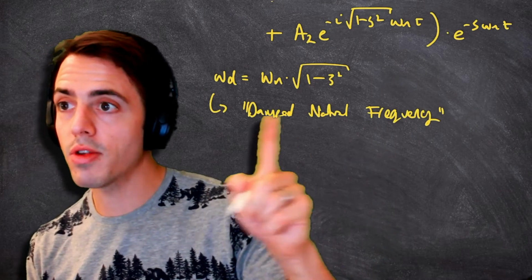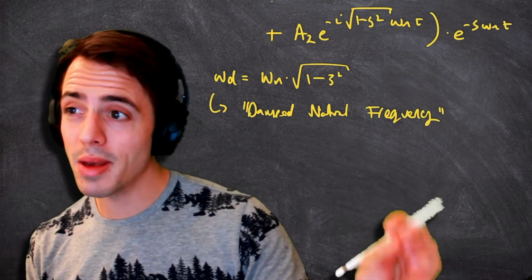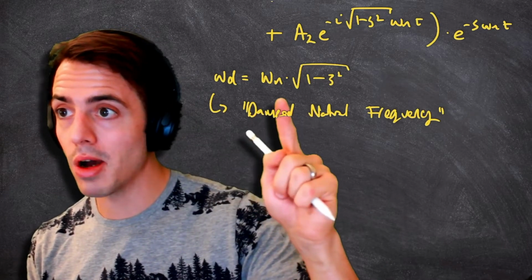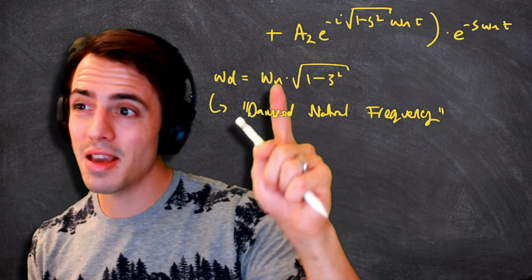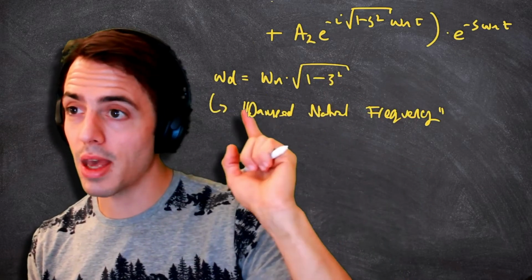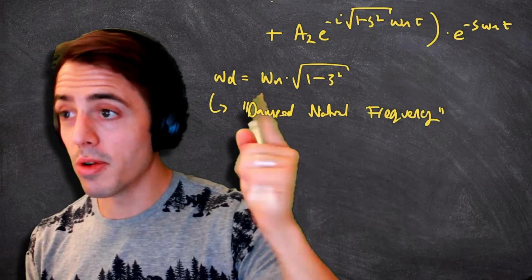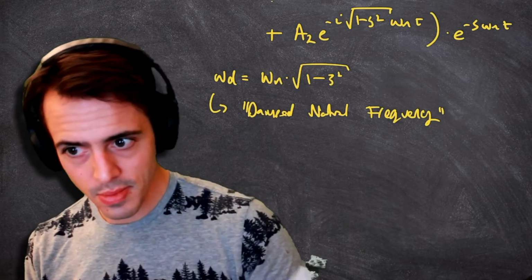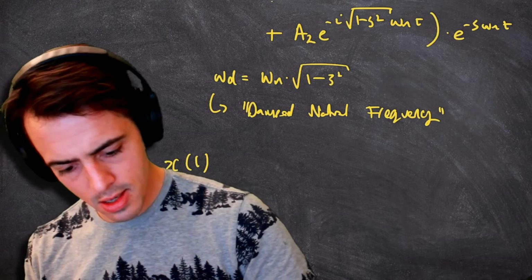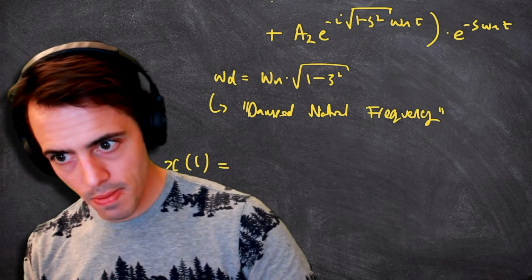Okay, so if we have positive damping in the system, it generally means the system moves slower. So the damped natural frequency will be lower than omega n. We can see that here because the square root of 1 minus zeta squared, when zeta is less than 1, becomes a number smaller than omega n.